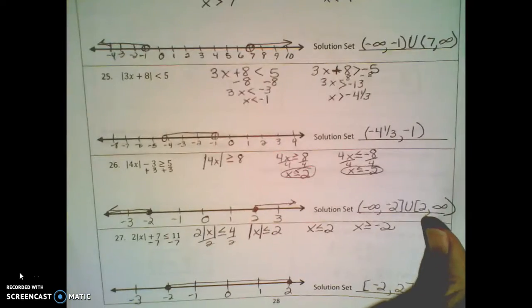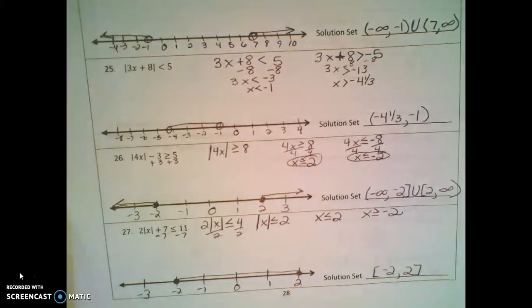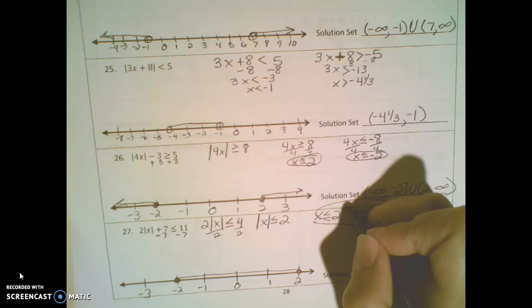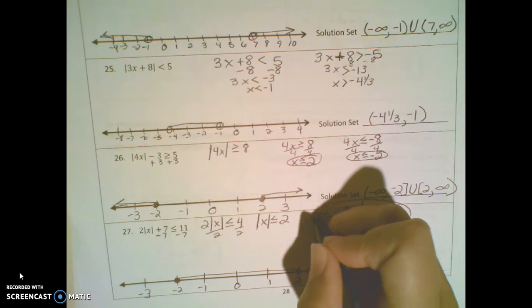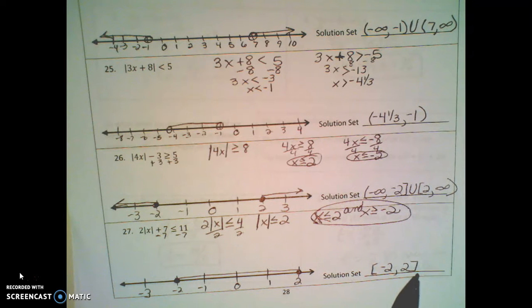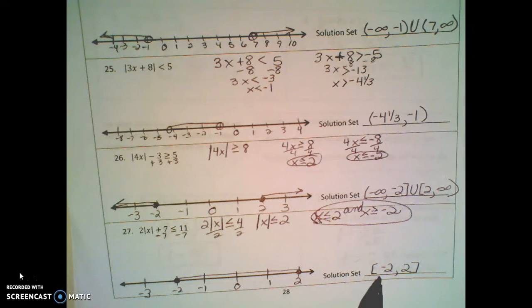Okay, here's the answer for the last one. So our inequality looks like this. If they're compound inequalities, we're going to put that and in there. And your graph looks like this, all the stuff between negative 2 and 2, and your interval notation looks like this.